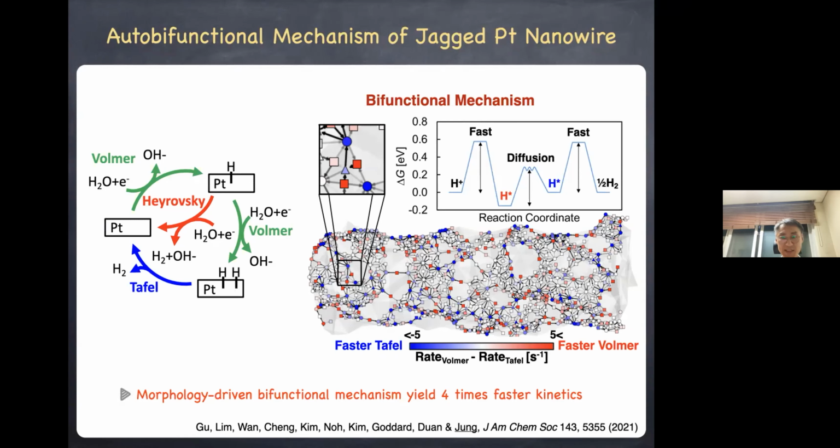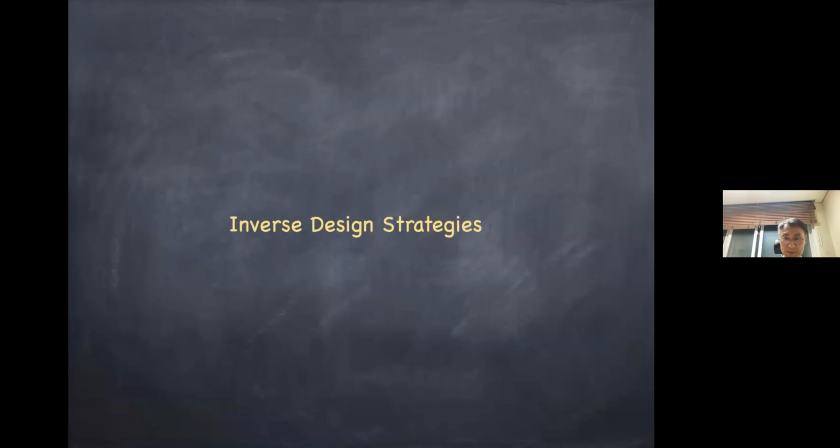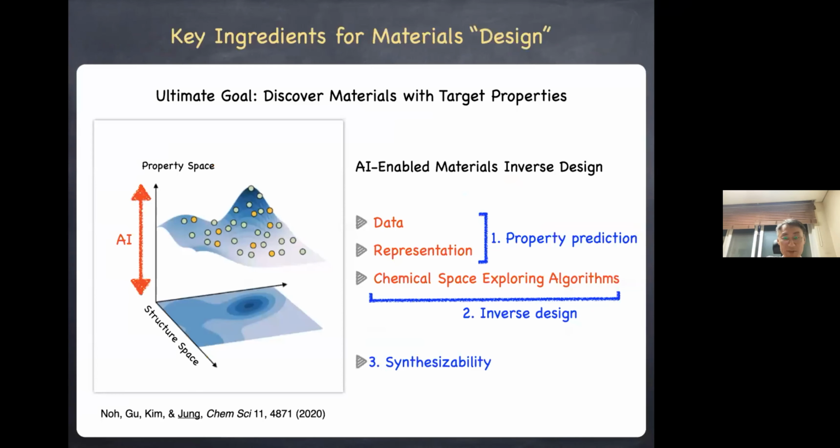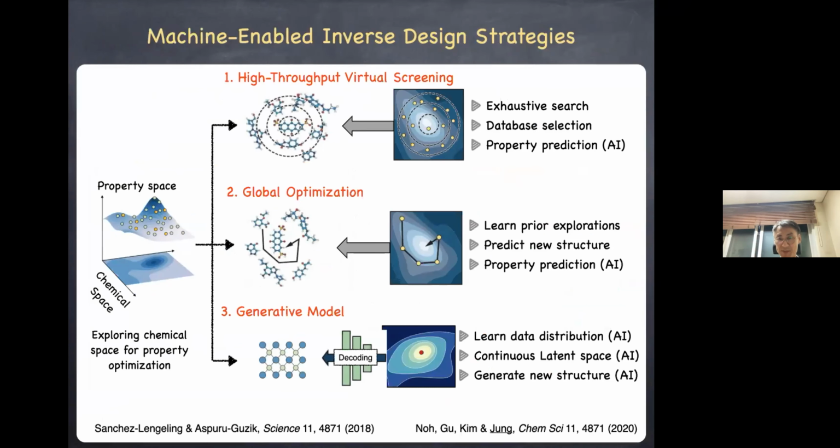And I want to emphasize that this understanding was only possible because of the development of this pseudo-atom site labeling method that does not require geometry relaxations. Okay, so I'm going to switch to a second subject, inverse design. Like I said, once you have these property prediction models, the next important task is to explore the chemical space.